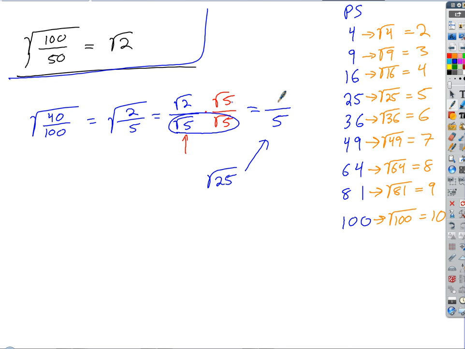But what do you get on top? Square root of 2 times square root of 5 is square root of 10, and I can't simplify that because there's no perfect square factor of 10. And so that would be my final answer. Okay, pretty good. We're done.